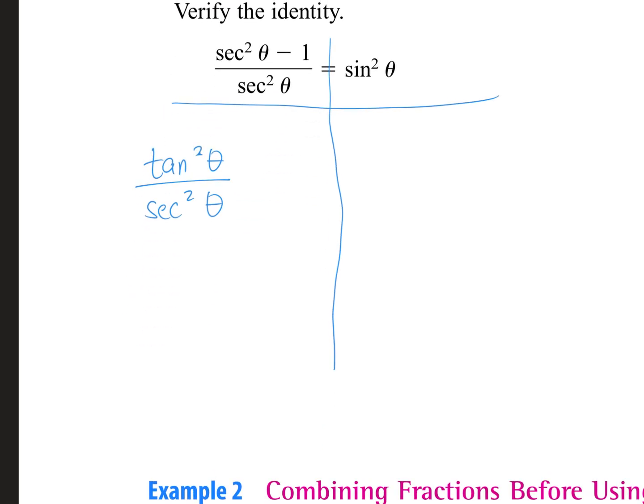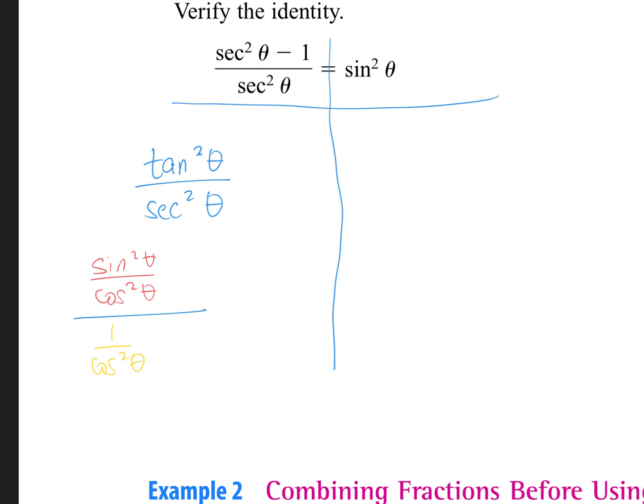So how can I simplify my numerator? What can I change tangent to? Perfect. I'm going to change this to sine squared over cosine squared. Great. And then what am I going to change my denominator to? 1 over what? 1 over cosine squared? Okay, agreed. Now, we're trying to get to sine squared. I'm not there yet, but I'm close.